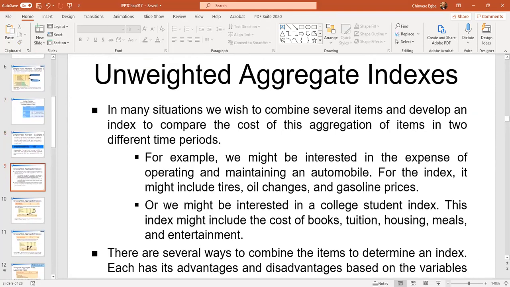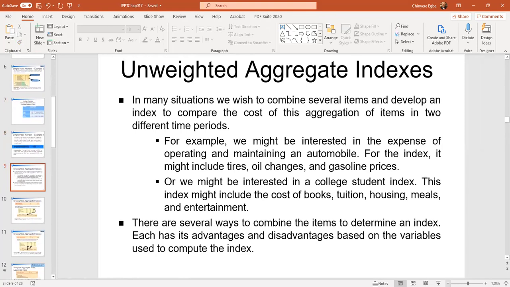Now, we can have what we call an aggregate index, okay? We can have what we call an aggregate index. Now, an aggregate index is where we are combining several items. And we are trying to compare the cost of the aggregate of items in 2 time periods. We want to compare the cost of this aggregate of items in 2 time periods.